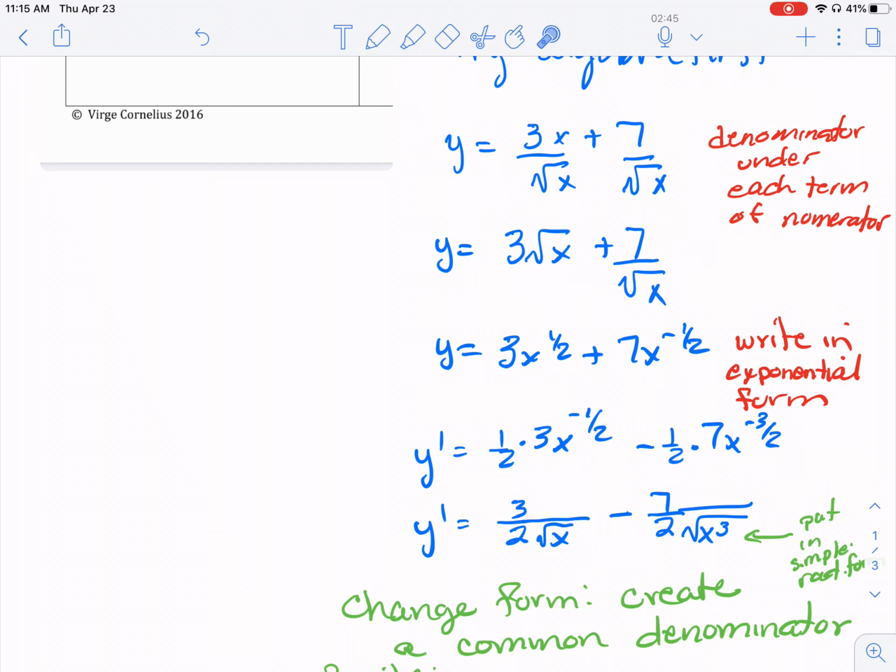Then we're going to take our radicals and put them in exponential form. The x square root of x is x to the 1/2. The square root of x in the bottom is x to the negative 1/2 up top. Went ahead and did my derivative.